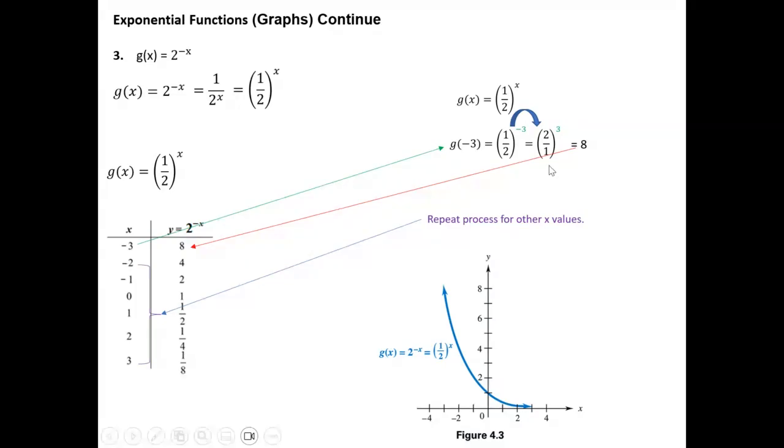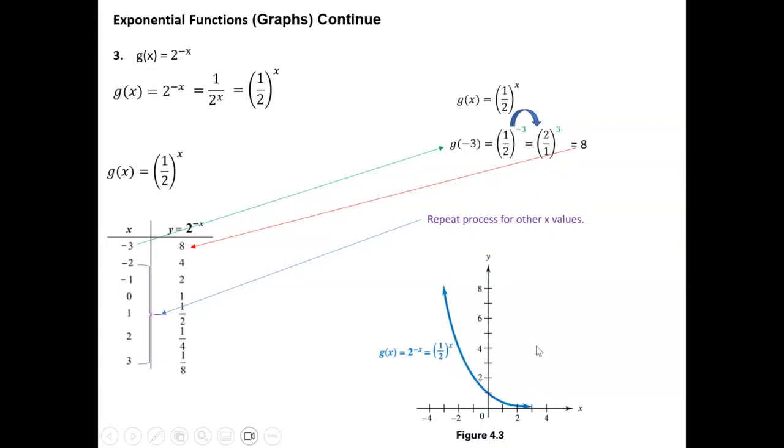Right? So when it's -2, we're going to plug in -2 here. It's going to be 1/2 to the -2 power. So you do the reciprocal, and the -2 becomes positive. So it's going to be 4. That's how we got all these values here. And the graph will be going this way.